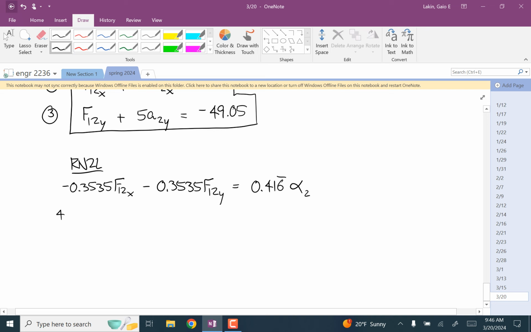And so our fourth equation says negative 0.3535 f12x minus 0.3535 f12y minus 0.416 repeating alpha 2 is equal to 0.